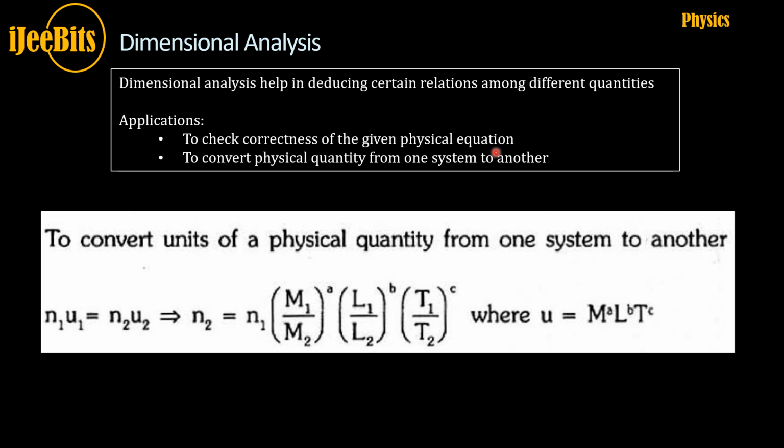The second thing is to convert the physical quantity from one system to another system. That is also a place where you use dimensional analysis. So for instance, to convert the physical quantity from one system to another, typically this is the formula that we use, right? We can look at a few examples later, but you can remember it for now, right?